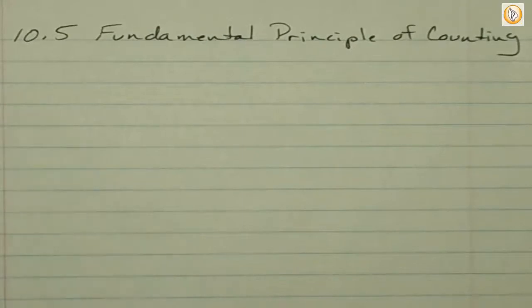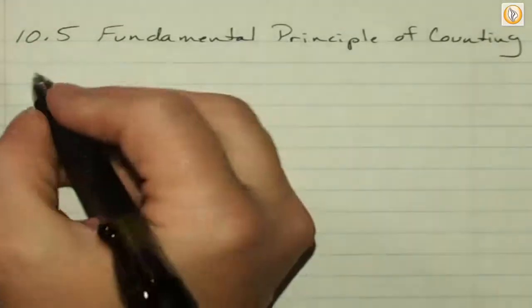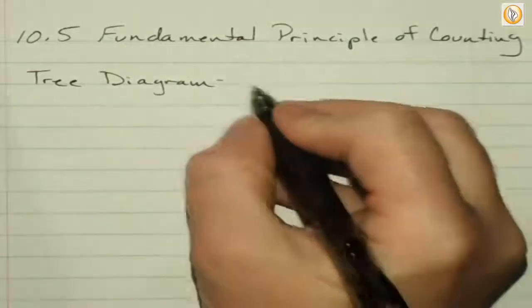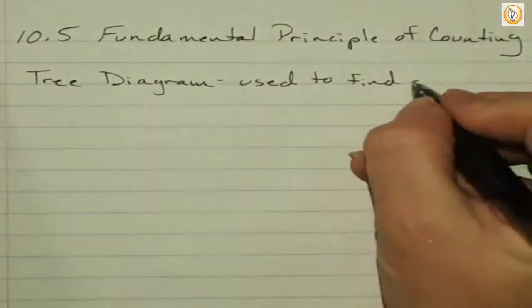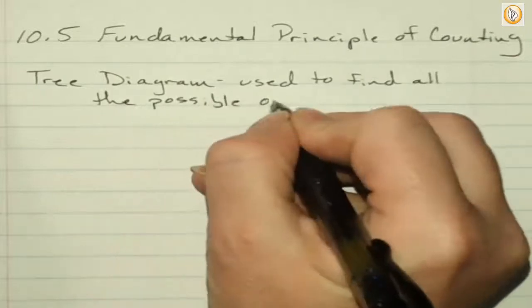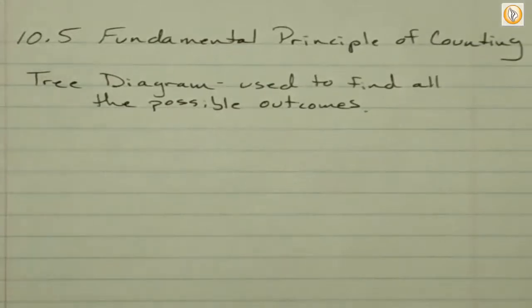Okay, fundamental principle of counting. You can do what's called a tree diagram. It is used to find all the possible outcomes. So let me back up. Today's objective, the fundamental principle of counting, basically.